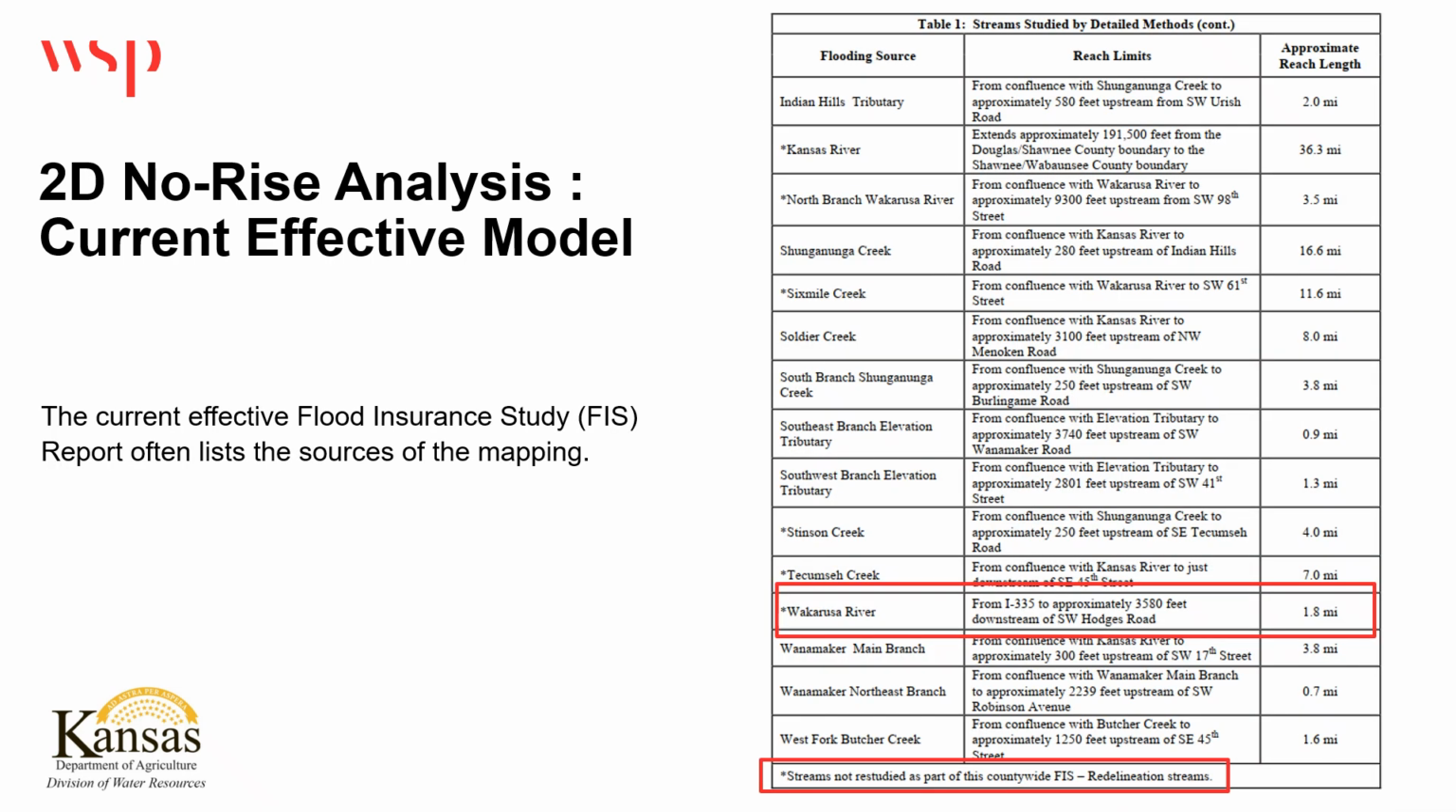So now we need to start digging through to find more information here. And if we look at the current effective flood insurance study, or FIS report, we can find a list of the sources of the mapping. And if we look on the stream that we're working on here, the Wakarusa River, we see a little asterisk by the name there. And we go see what that asterisk means, and it says streams not restudied as part of this countywide FIS, redelineation streams.